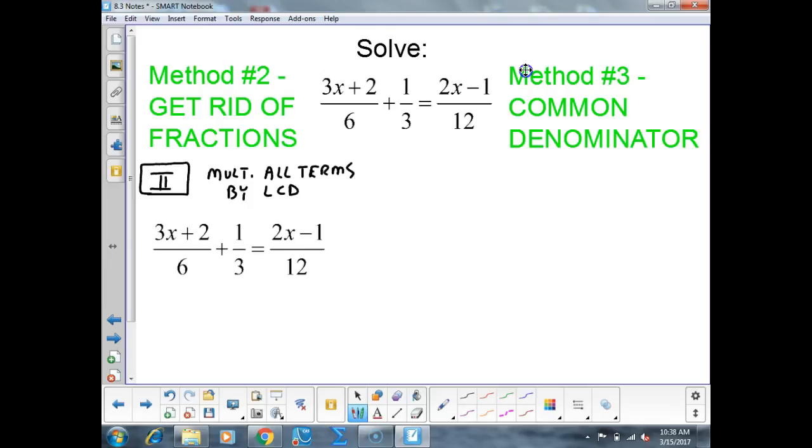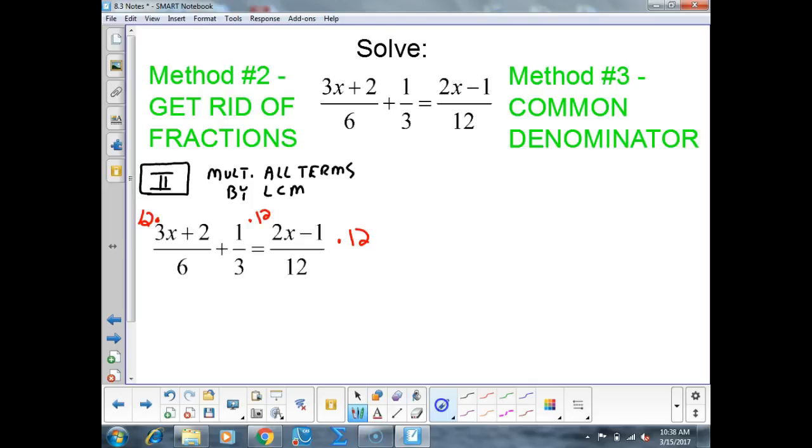What is the least common multiple, if you will, LCM? Let's go LCM instead of LCD. What is the least common multiple of 6, 3, and 12? 12 is. Okay? So I'm going to multiply this term by 12, this term by 12, and that term by 12. I'm going to multiply by 12 in 3 spots because I've got 3 terms.